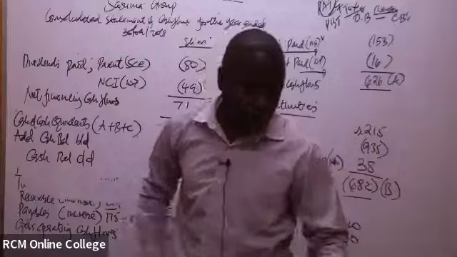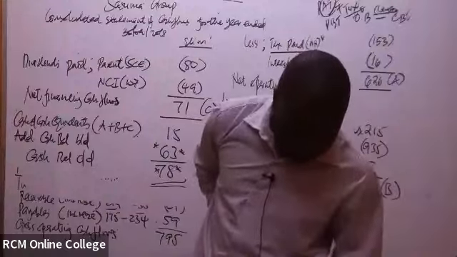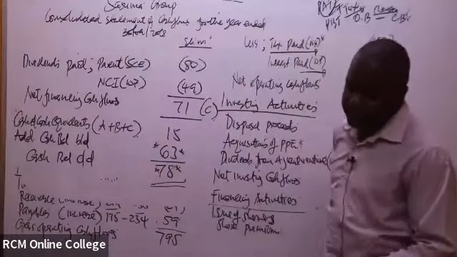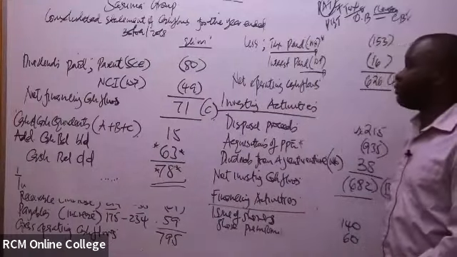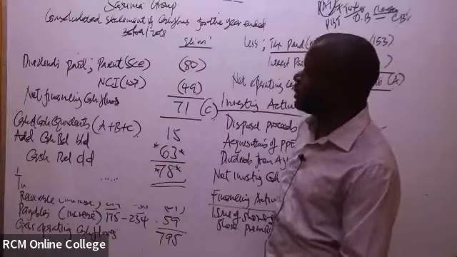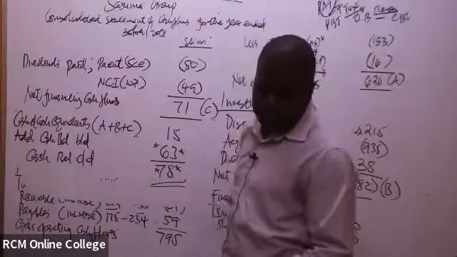Then also, what you need to be very keen on is the NCI we've been able to compute. In the NCI account, you'll be able to get the dividends that were paid to the non-controlling interest.